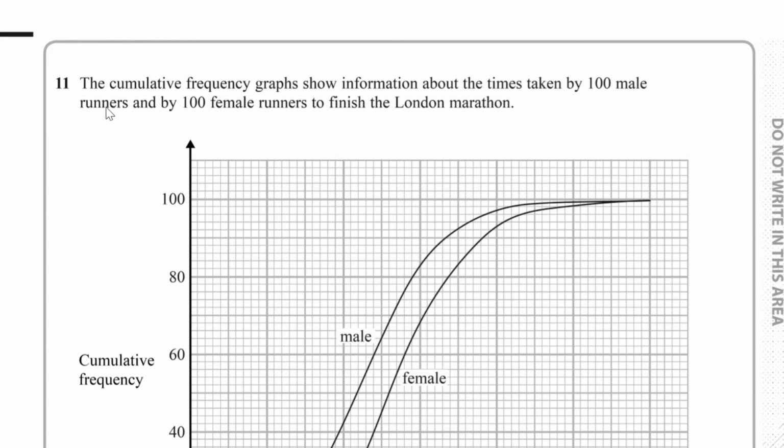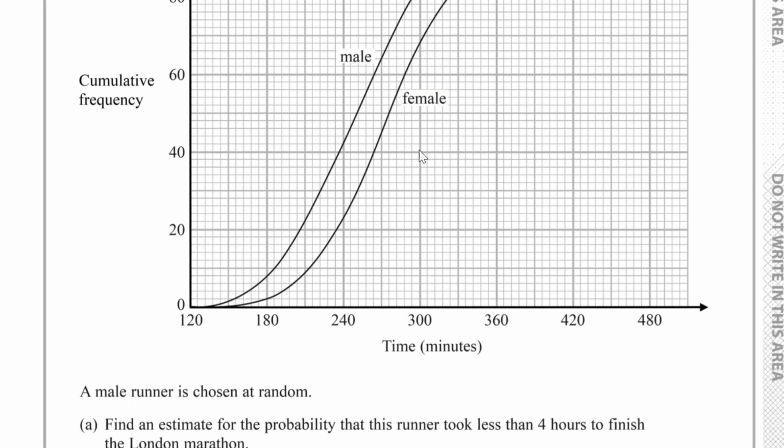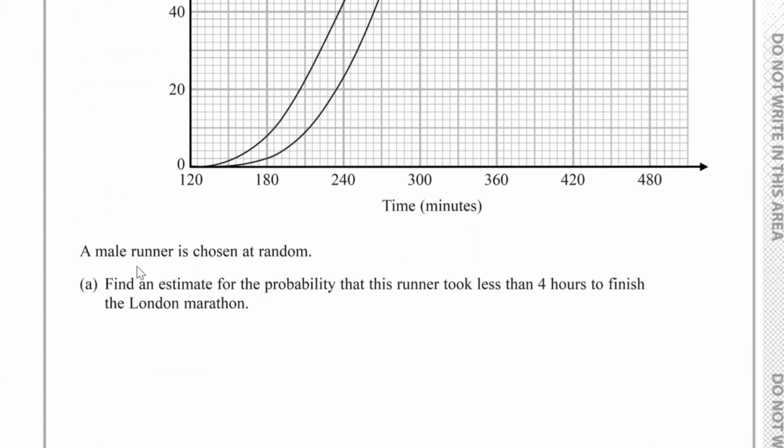Question 11. The cumulative frequency graphs show information about the times taken by 100 male runners and by 100 female runners to finish the London Marathon. A male runner is chosen at random. For part A, we have to find an estimate for the probability that this runner took less than 4 hours to finish the London Marathon.